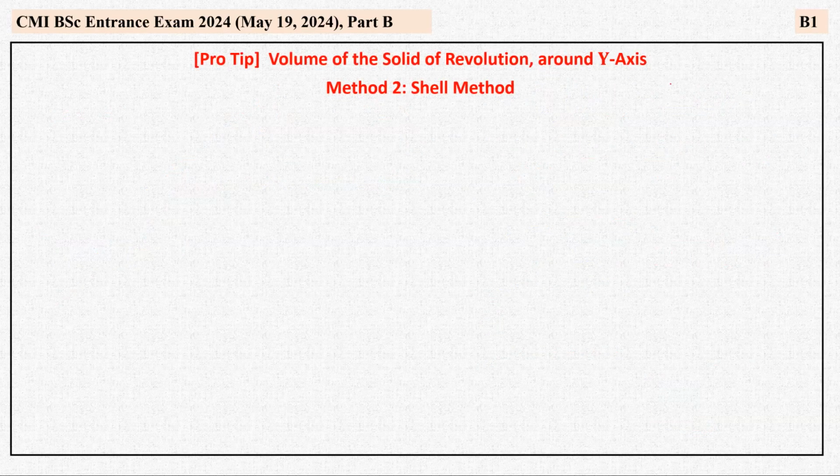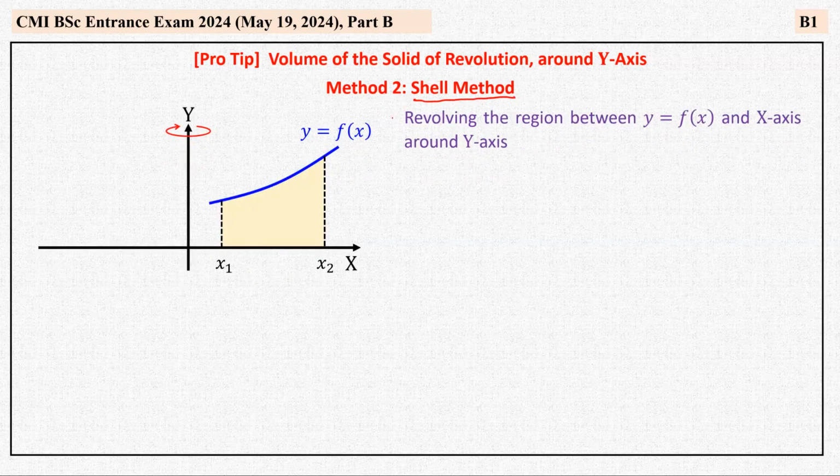But there's another method to calculate the volume, also known as the shell method. Here, the situation is a little bit different. We have a graph given as y equals f of x. And this time we have the region between this graph and the x-axis. We revolve this region around the y-axis, and we want to find the volume of the resulting solid of revolution.